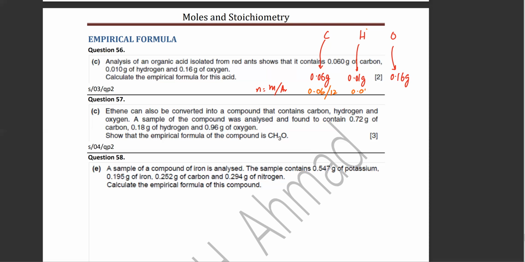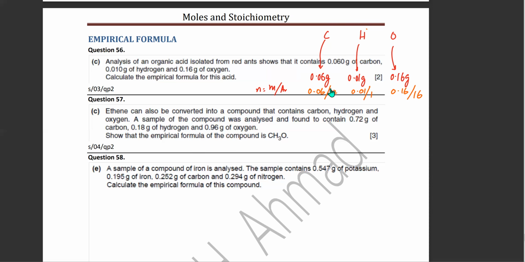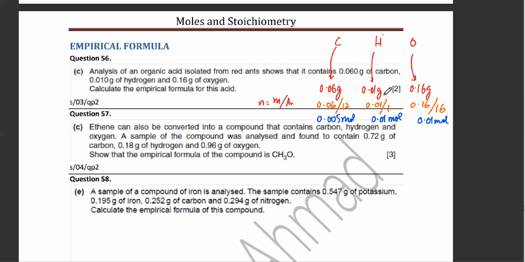This would be 0.01. इसकी जो AR है, that's 1. And this is going to be 0.16 divided by 16. So the values that we're going to get, इसकी बता दो कि क्या value आ रही है for this one. 5 multiplied by 10 power minus 3. So that comes out to be 0.005 moles, I think. Second one is obviously 0.01 moles. And the third one is what? 0.01 moles. Yes. So you got these values.